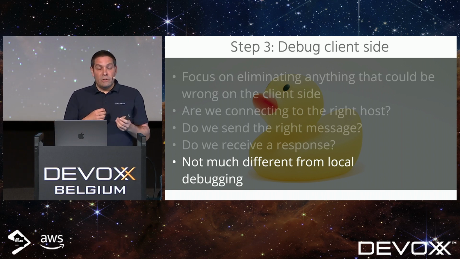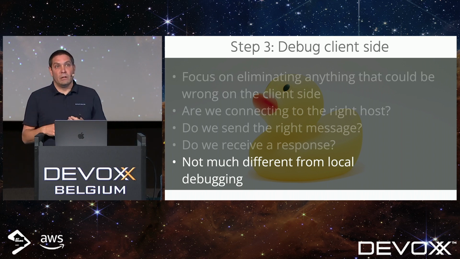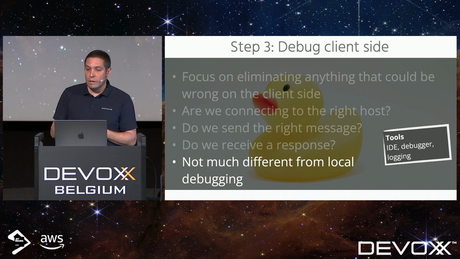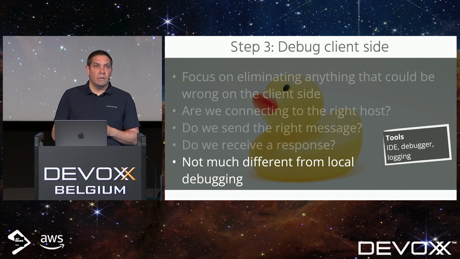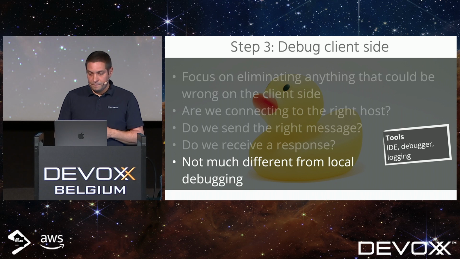And is the issue already present when you receive the response from the other end? Or do you somehow corrupt the response when you're getting it back because, I don't know, your JSON deserialization is broken? So tools you use here are your IDE, a debugger in your local client, and maybe logging. You could also add extra logging to inspect whatever's going on the client side. For example, to log any network traffic that you're getting in.